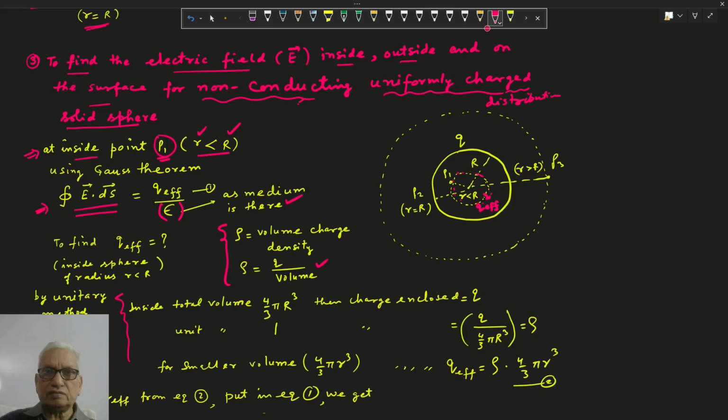And q effective can be found like this. If the total volume is 4/3 pi R cube, then the total charge enclosed is q. It is given in the question that the total charge on the sphere is q. For unit volume, it is q upon 4/3 pi R cube.